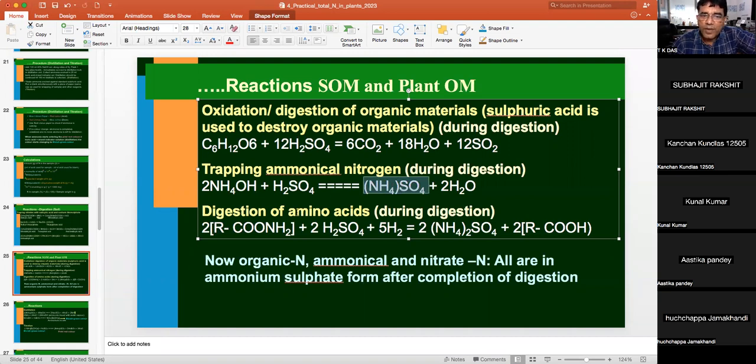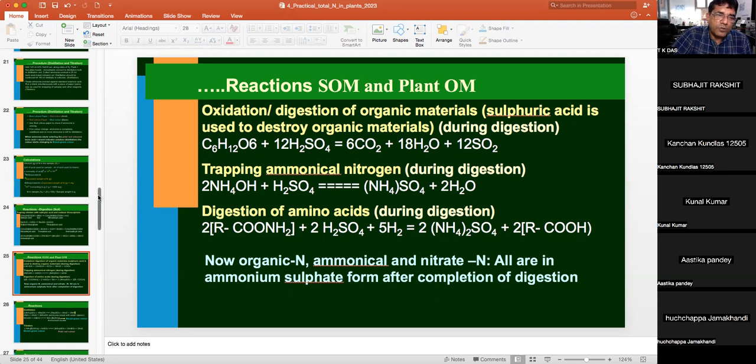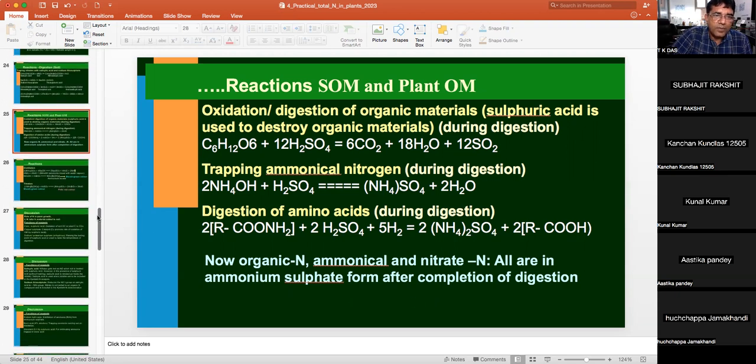Then there is digestion of amino acids or organic nitrogenous compounds. So R, CO, and H2, these are simple organic nitrogenous compounds. Sulfuric acid in the presence of hydrogen converts it into ammonium sulfate. So you can see all kinds of nitrogen have been converted into ammonium sulfate during the digestion process, and I have also shown you the chemical reactions.